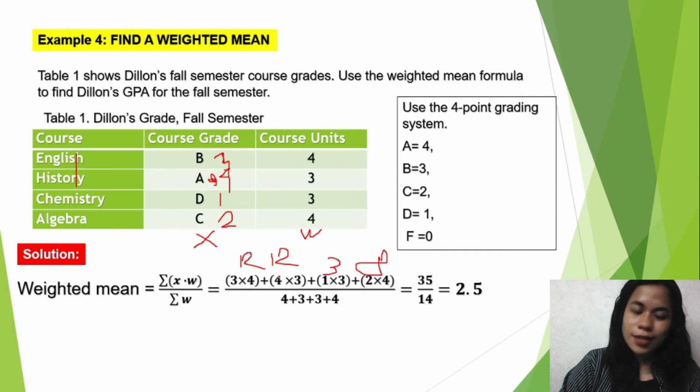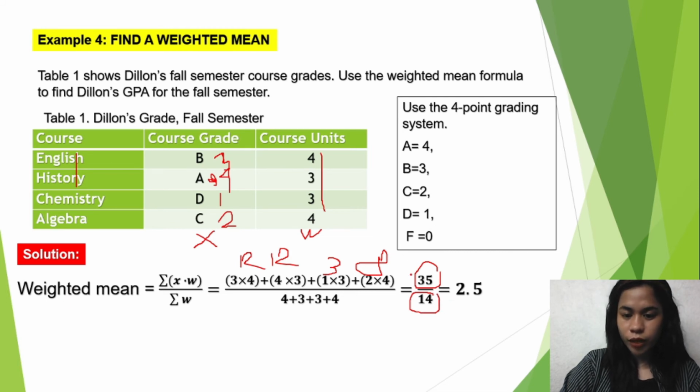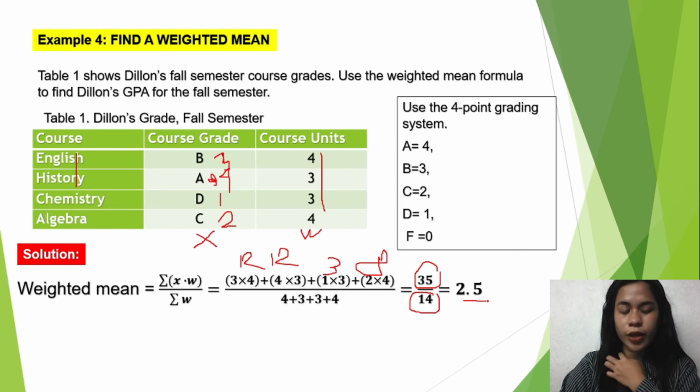Okay, so let us add all this product. And the answer here is 45. And the total weights, we need to add them: 4 plus 3 plus 3 plus 4, this is actually 14. Then, to get the weighted mean, we divide them. 35 divided by 14, the answer here is 2.5.